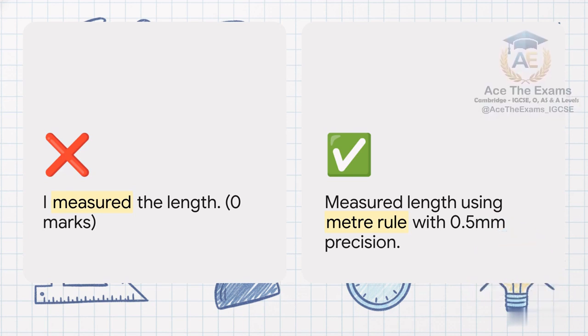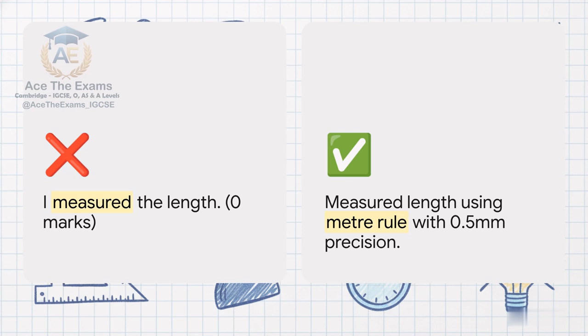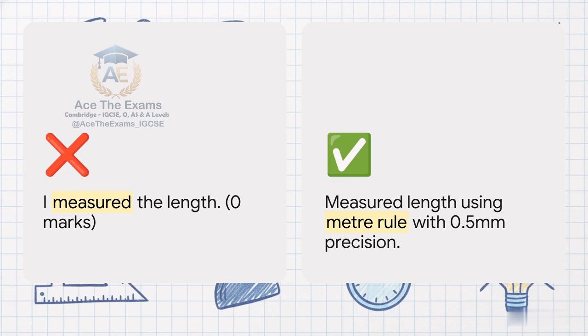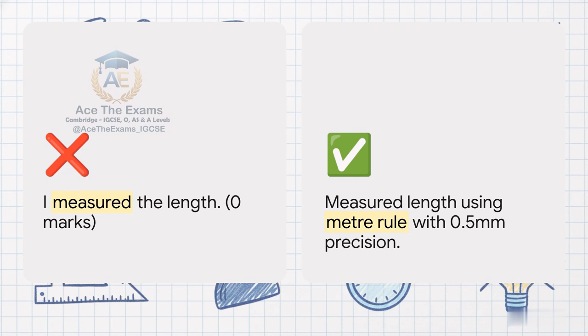Think about a vague student answer, like, I measured the length. That scores a big, fat 0. Why? Because it completely lacks any evidence of practical skill. But then compare that to a top-band answer, something like, I measured the length using a meter rule with 0.5 millimeter precision. That provides specific scientific reasoning and exact equipment details. And that is exactly what examiners are hunting for when they're grading your papers.